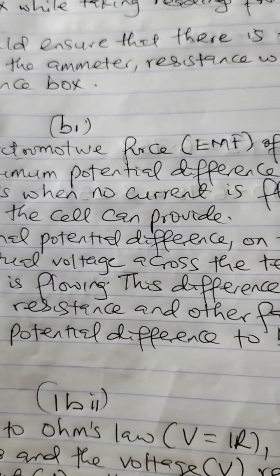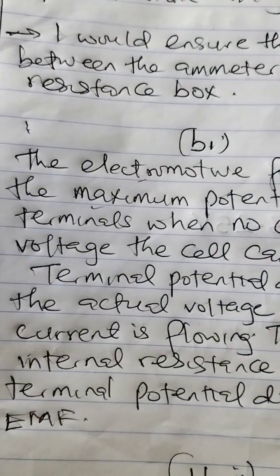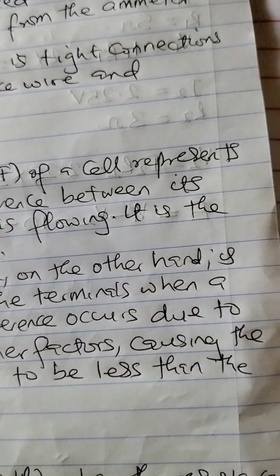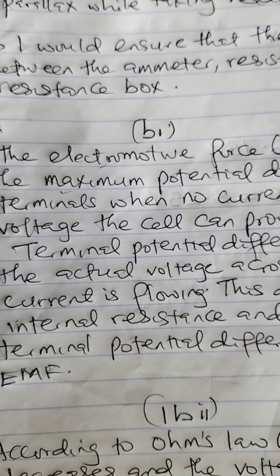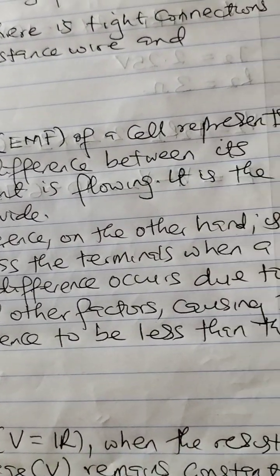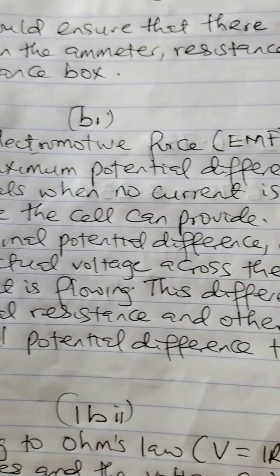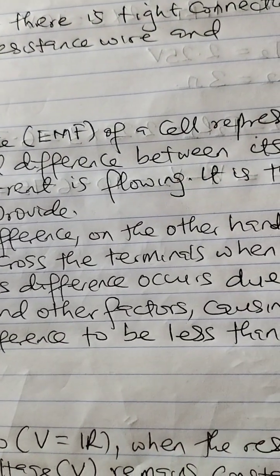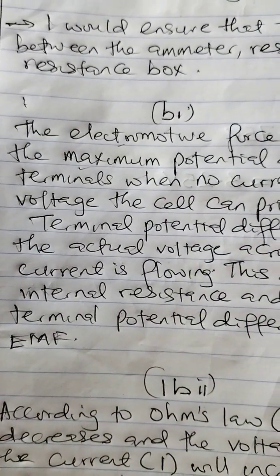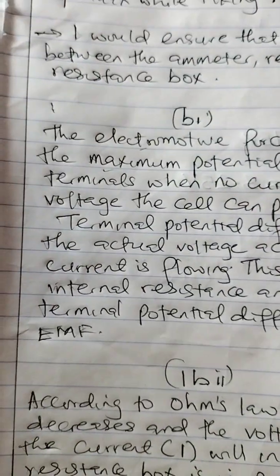Terminal potential difference, on the other hand, is the actual voltage across the terminals when a current is flowing. This difference occurs due to internal resistance and other factors, causing the terminal potential difference to be less than the EMF.